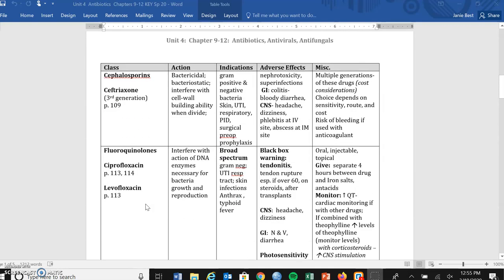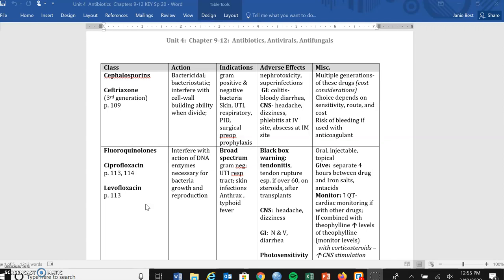There are several generations of cephalosporins. The third generation and the fourth generation drugs are more expensive than the first and second generations. Ceftriaxone is the drug that we're talking about today. It treats a wide range of bacteria, including gram-positive and negative bacteria, and also has nephrotoxicity and superinfections as adverse effects.